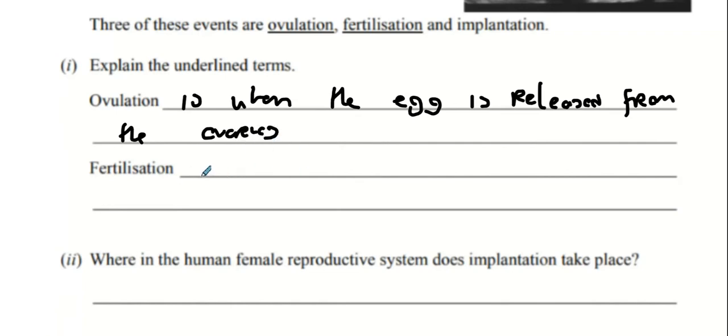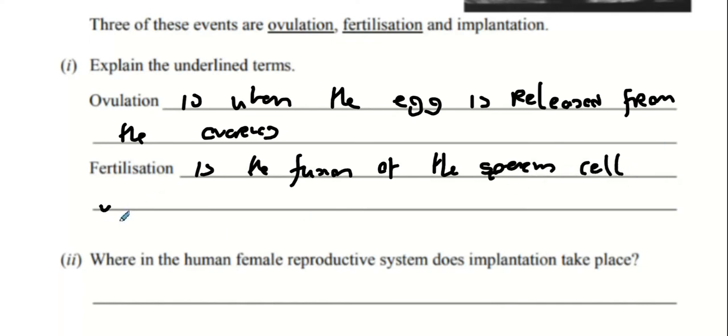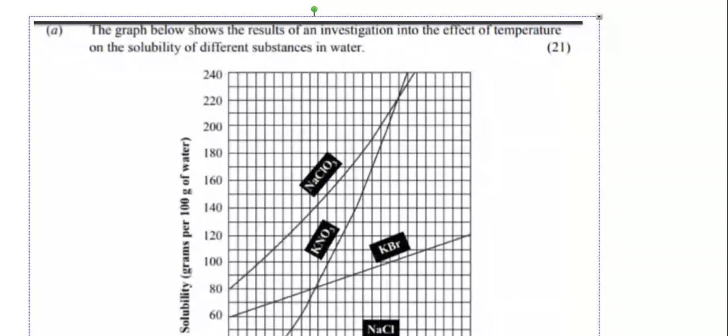Fertilization is the fusion of the sperm cell with the egg. Basically when the sperm cell joins the egg and becomes zygote. Okay, something like that. Where in the human female reproduction does implantation take place? In the uterus. It's where the embryo attaches to the lining of the womb or the lining of the uterus. Okay. All right, let's keep going.